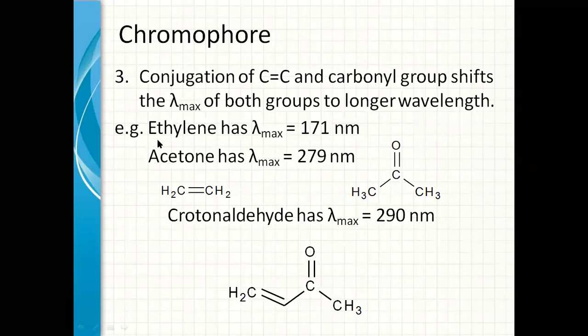For example, we can see here also, ethylene has lambda maximum 171 nanometer, and acetone has lambda maximum 279 nanometer. If we incorporate a carbonyl group in this, the lambda maximum gets shifted to longer wavelength. Okay.